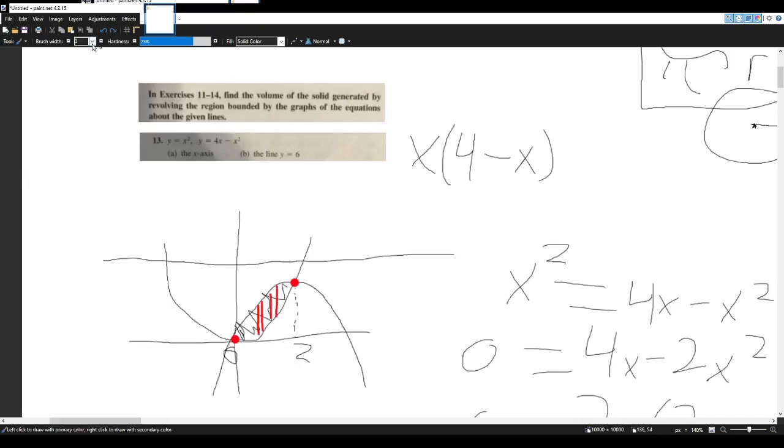But in the previous problem, what we did was take this distance right here, from there to the x-axis, and subtract this distance right here. But now we want to go to the line y equals 6, right? Because we're not going to rotate here. We're going to rotate here. Pretend that's three-dimensional.